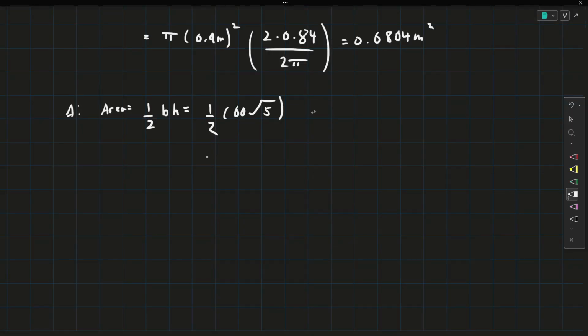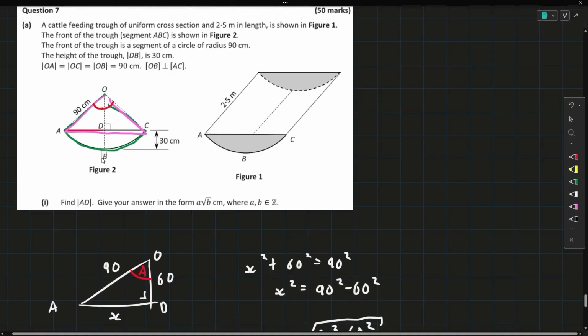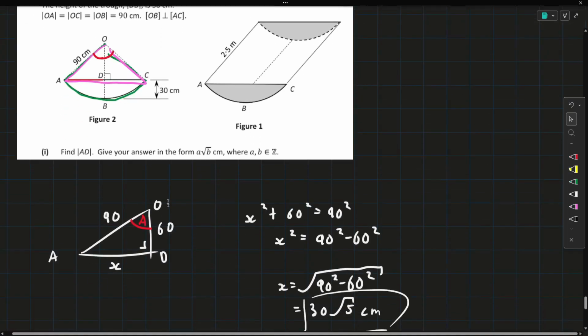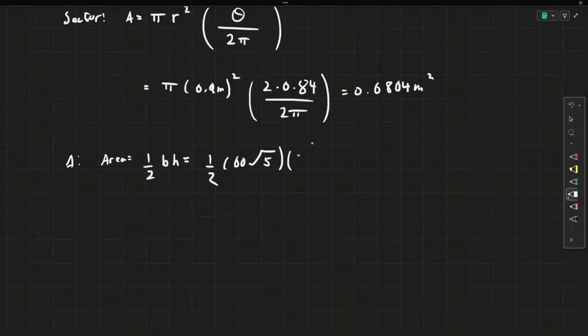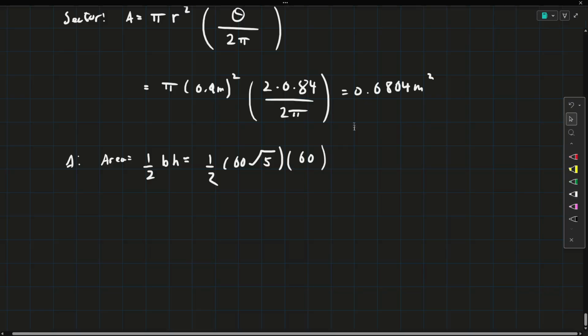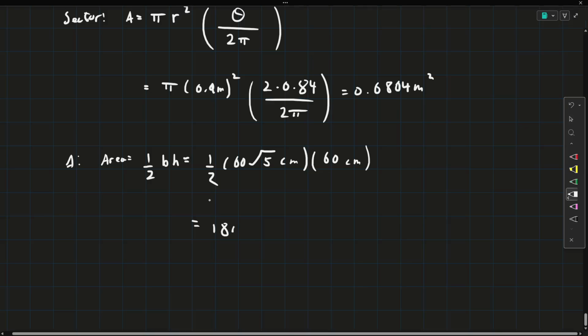because that's 30 root 5 times 2. And then the height, well, remember that O to B was 90, this part is 30, so O to D was 60, so that's the height of the triangle. So that'll be 60. This is in centimeters, so we will have to convert it to meters. Each of these is in centimeters, so multiplying those together we'll end up getting centimeters squared, but we can check what we get. And we end up getting 1,800 root 5 centimeters squared.